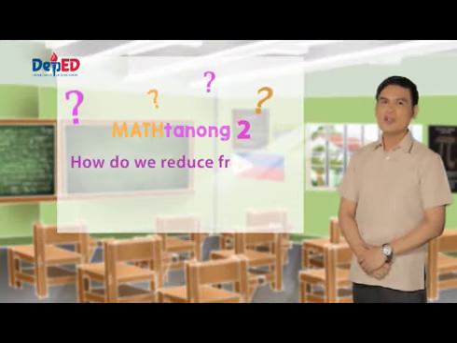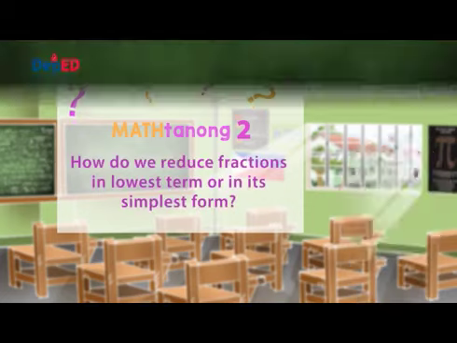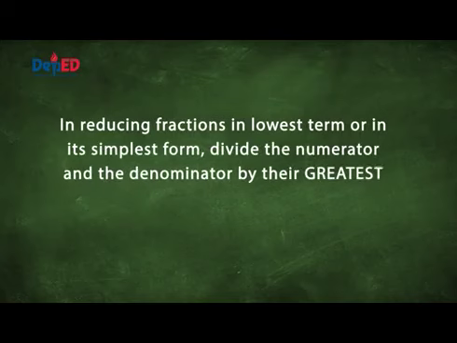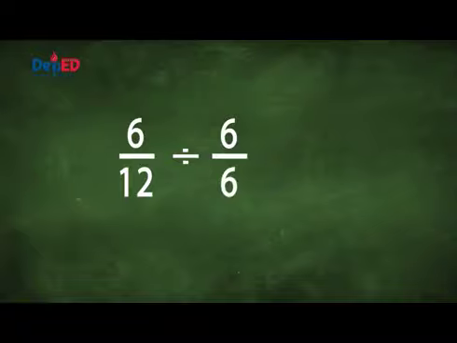Math Tanong number 2. How do we reduce fractions in lowest term or in simplest form? In reducing fractions in lowest term or in simplest form, divide the numerator and the denominator by their greatest common factor or GCF. Example, 6/12 by dividing the numerator and denominator by their GCF 6, the lowest term is 1/2.